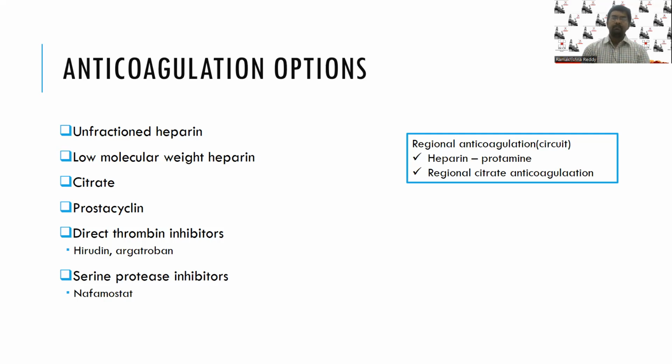calcium. So what is the difference between systemic and regional anticoagulation? In regional anticoagulation, the anticoagulant effect is confined only to the circuit, with less or negligible systemic effects. Whereas in the systemic technique, you are administering the drug systemically, so the anticoagulant effect is seen in the circuit and also in the patient.